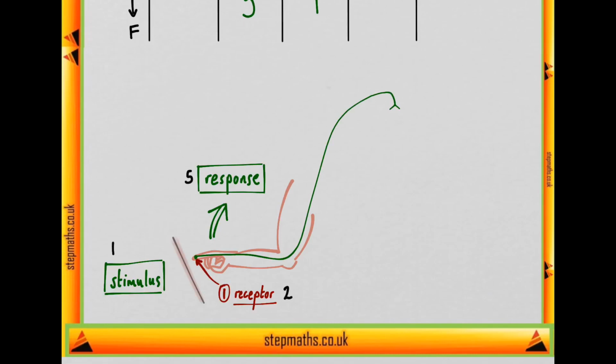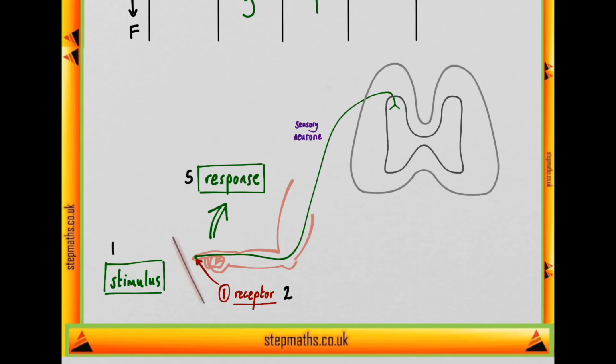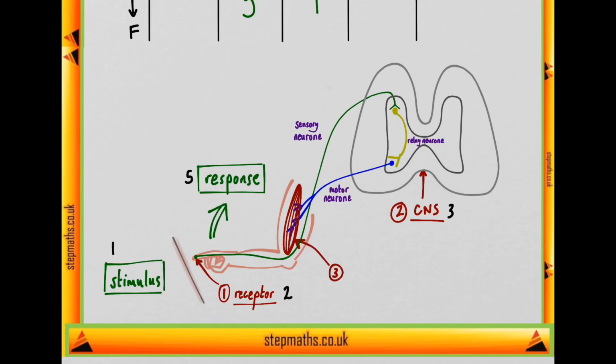So we'll draw on a sensory neuron, and it leads on to the CNS, where in the grey matter there is a relay neuron, which will then infer the message onto a motor neuron, which will contact the muscles, and the muscle contraction will then mediate the effect. So we have our 3 locations in the order receptor, CNS, muscles, and that will enable the response to be generated, i.e. the hand moving away due to muscle contraction.